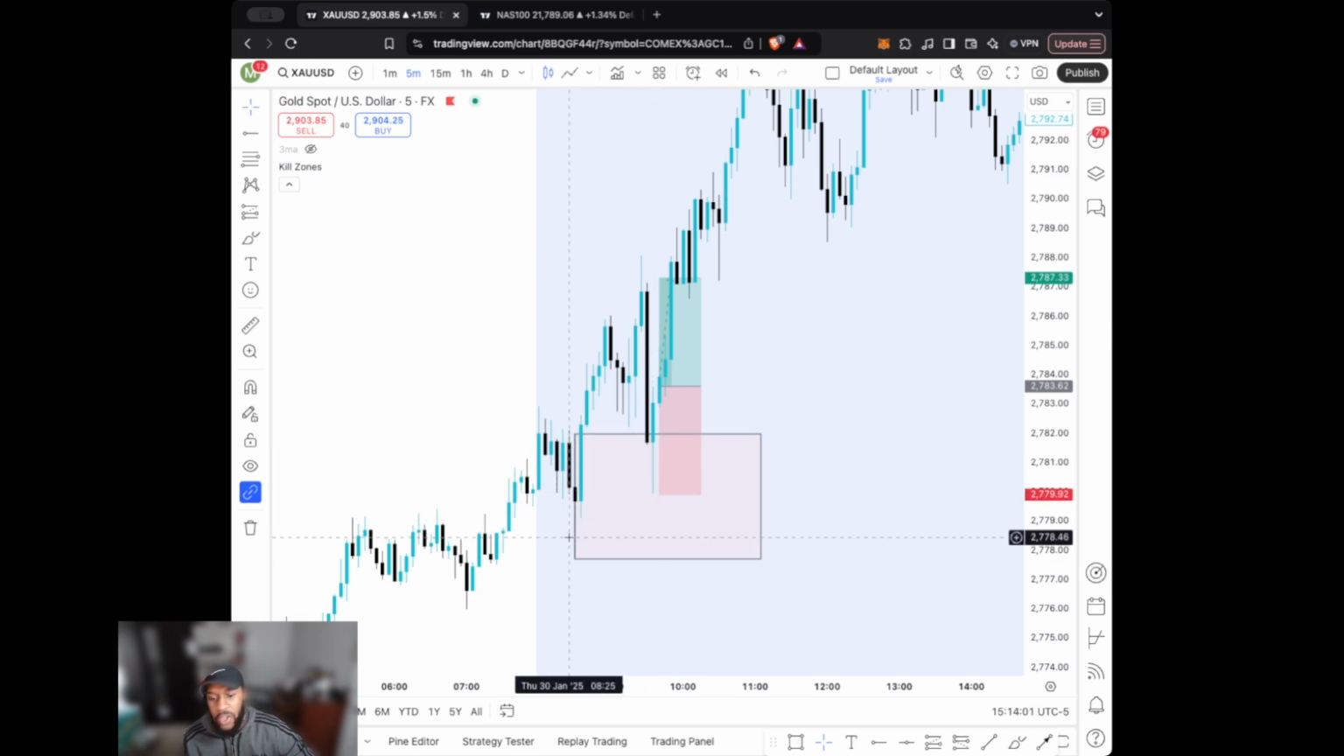And just so you know, I draw my demand zones around bearish candles, and I draw my supply zones around bullish candles. So we'll go through that more as we go through setups, but you'll see what I'm talking about here. So in this setup here, I have the zone drawn around this bearish candle here, and we see that price aggressively pushes out of the zone.